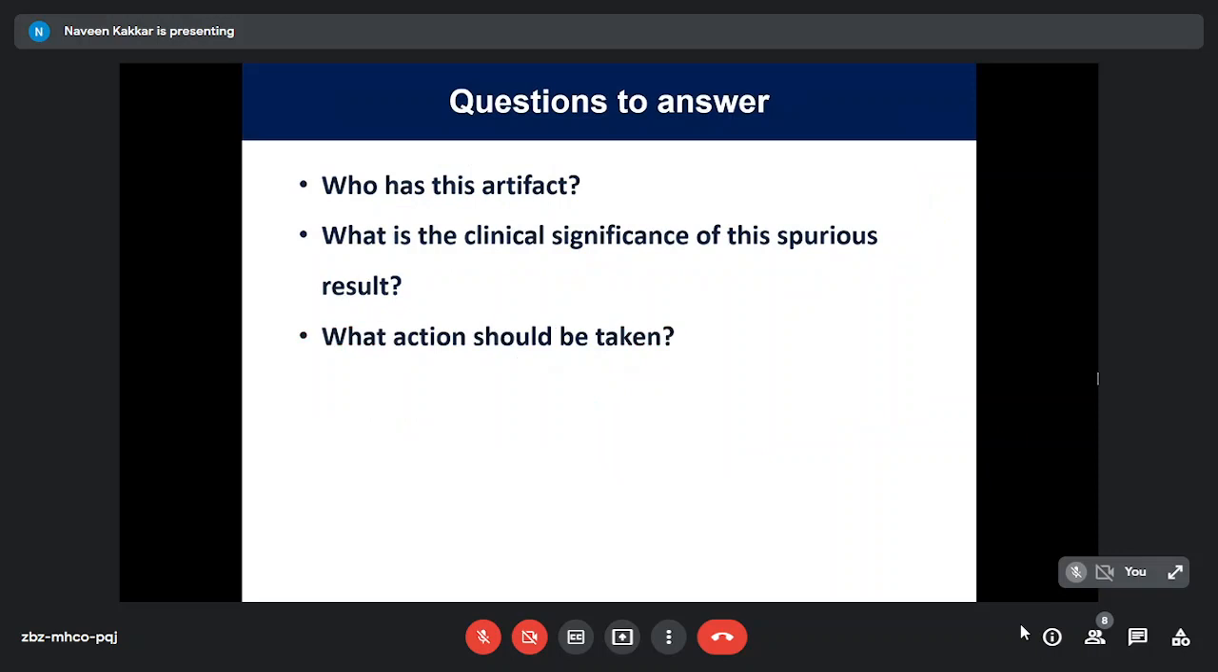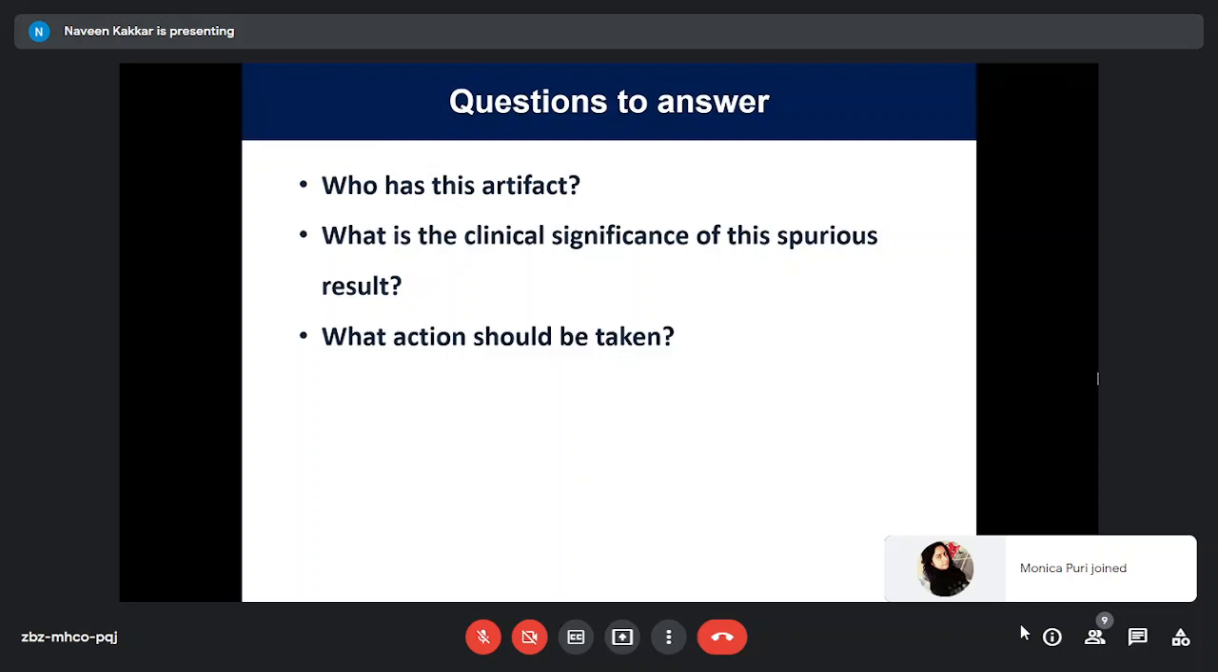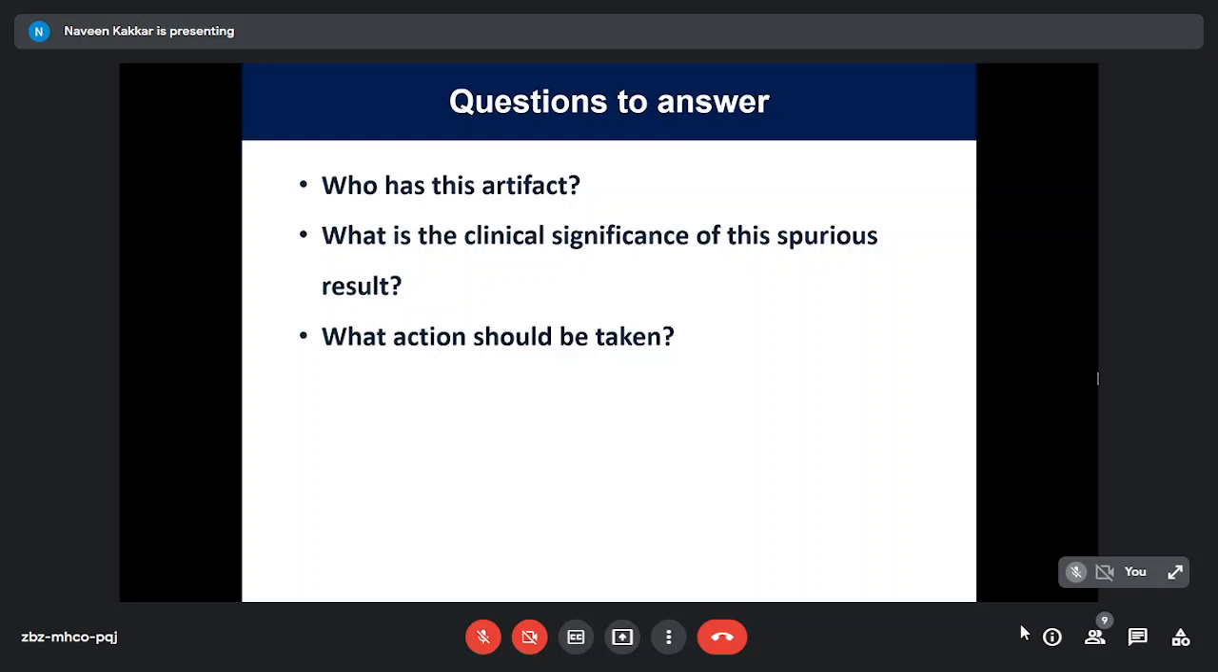So what are the questions to answer when we look at an artifact? Who has this artifact? No blood sample has an artifact. It's always a patient sample which has the artifact. You must remember that always. Then what is the clinical significance of this spurious result? Is it going to harm the patient? Is it going to cause no treatment falsely, or under treatment, or over treatment? And then what action should be taken? Should we repeat a sample, rerun the sample, and so on? How do we communicate this result to the clinician? Most importantly, we must treat the patient and not the test. So an artifactual result when the patient is fine may not be acted upon all the time.